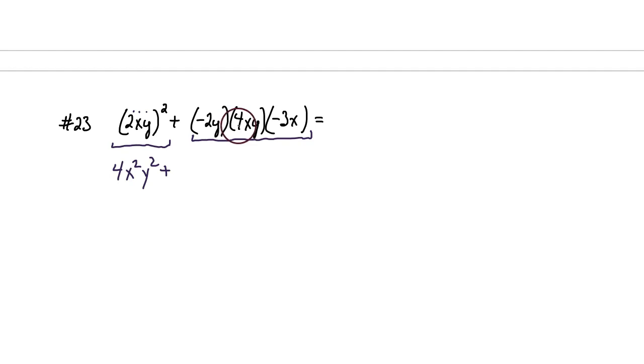Negative 2 times 4 is negative 8 times negative 3 makes 24. We have y times a y, which is y squared. And we have x times an x, which is x squared. Are these like terms? They are, so we can combine together. 4 plus 24 makes 28, x squared, y squared.